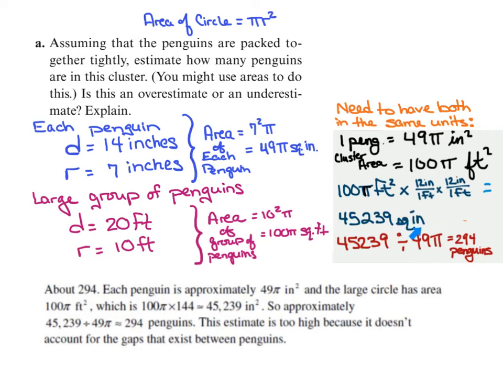I would take this value, divide by 49 pi, and I would get 294 penguins. So about 294 penguins. Each penguin is approximately 49 pi square inches, and the large circle had an area of 100 pi. So again, if I switch everything to square inches and divide, you get about 294 penguins. This estimate is too high because it doesn't account for all the gaps that exist between those penguins. But it's a good estimate.